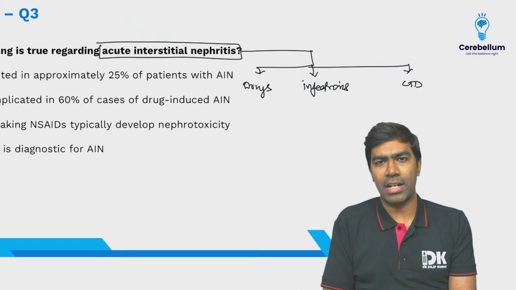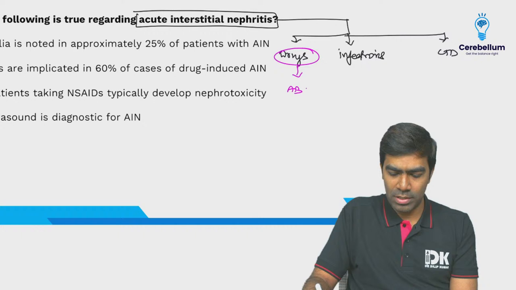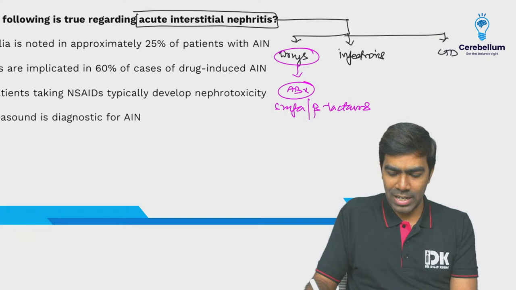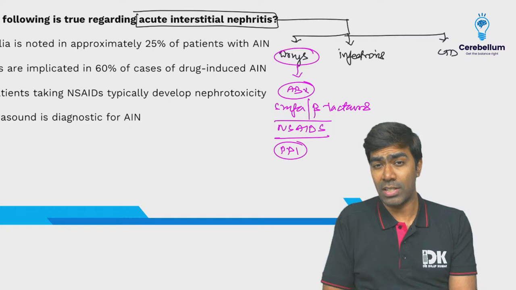So what about drugs? Drugs causing acute interstitial nephritis. So what are the drugs? Usually antibiotics. So what are the two groups of antibiotics? Sulfa drugs, sulfonamides, and beta-lactams like penicillin, cephalosporins, all those drugs, very common. Second, it can be caused by NSAIDs. NSAIDs are very, very important culprit in any country. They can cause acute interstitial nephritis. And third is proton pump inhibitors. This could be asked in exams as well. These are upcoming drugs. PPIs also can cause AIN.